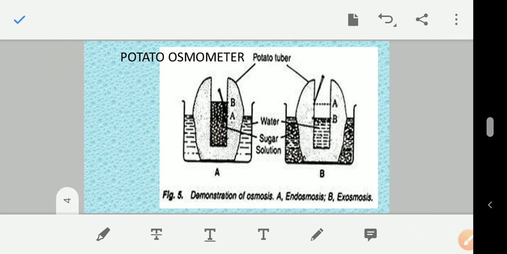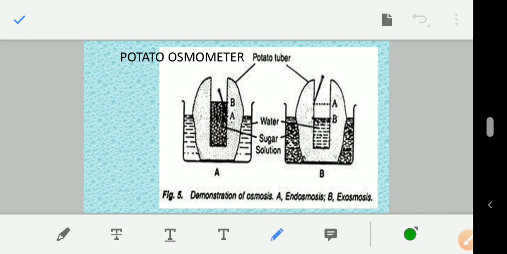Okay. Now for osmosis there are different kinds of experiments, but the potato osmometer is very popular. In the potato osmometer there are not many questions. Why is potato used as an osmometer? Because the skin of potato is a semi-permeable membrane and it is easy to show endosmosis and exosmosis in the case of potato. In the potato osmometer you can notice here, this is the potato, and inside the potato sugar solution is there. This sugar solution is hypertonic in nature and this water is hypotonic.